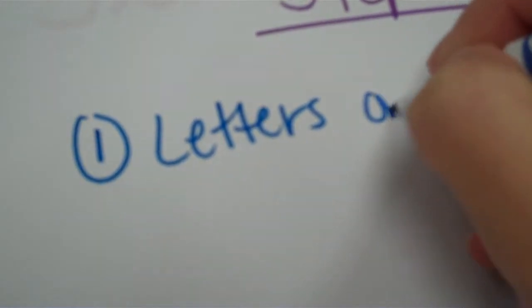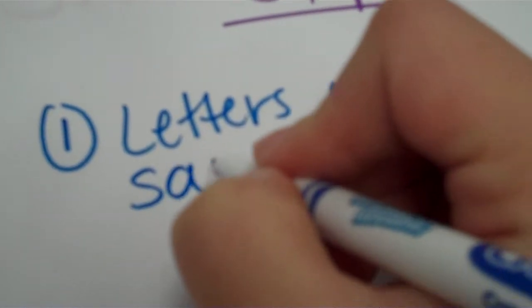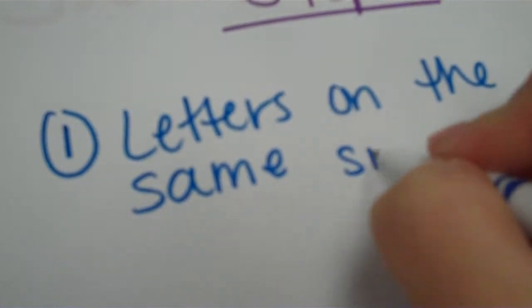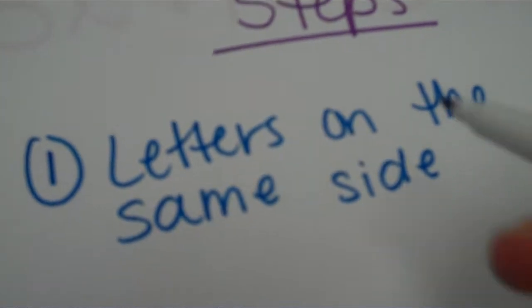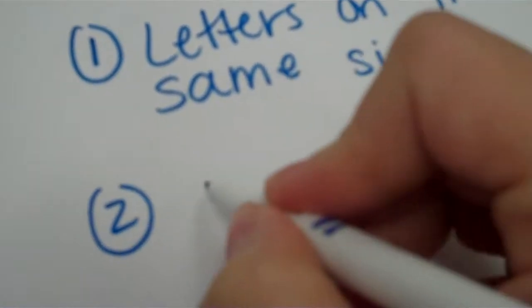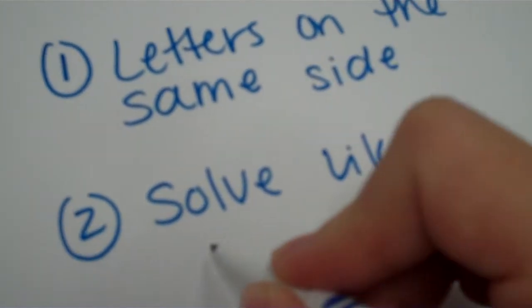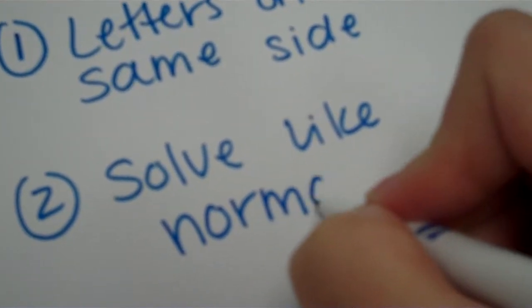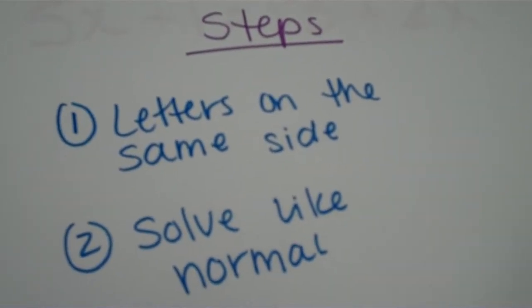Steps. For this stuff, the first step is you get the letters on the same side. So I want all the X's on the same side, or all the A's, or whatever it is, okay? And the second thing is you just solve like normal. I'm only adding one new step. Everything else is the same. So you only have one step that's new. Everything else is the same, okay?